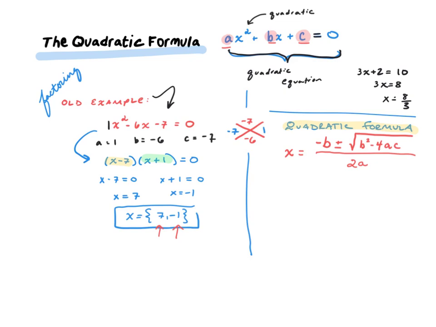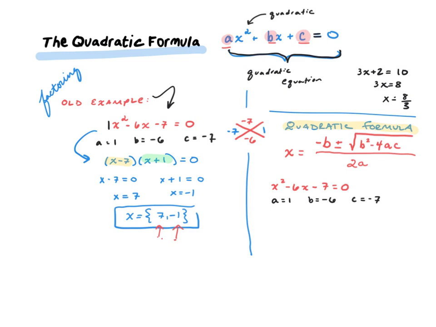So let's redo this problem. It says x squared minus 6x minus 7 equals 0. And I already know the answer should be 7 and -1, but I want to show you how this formula works. So a good way to start is identifying A, B, and C. A is 1, B is -6, and C is -7.